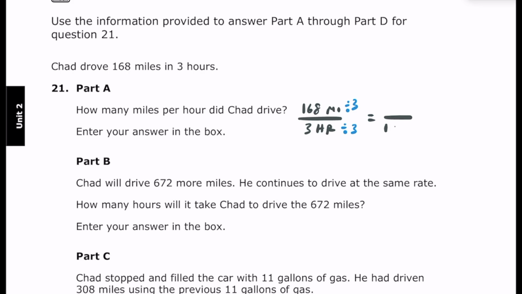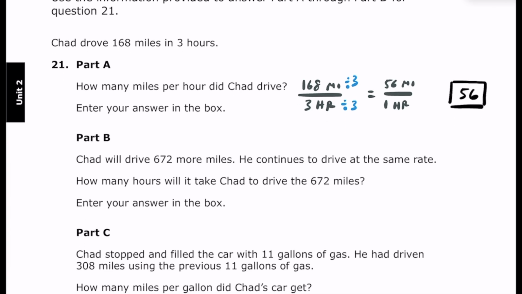If we do that, then per 1 hour, how far did Chad drive? This is a calculator active question, so you can take 168 miles divided by 3, and this would be 56 miles per hour here. So when they ask how many miles per hour did Chad drive, you can just write that answer of 56, and that would be perfectly okay, because we know the units are going to be miles per hour, hopefully, right? You can just type in the number and move on to the next part.